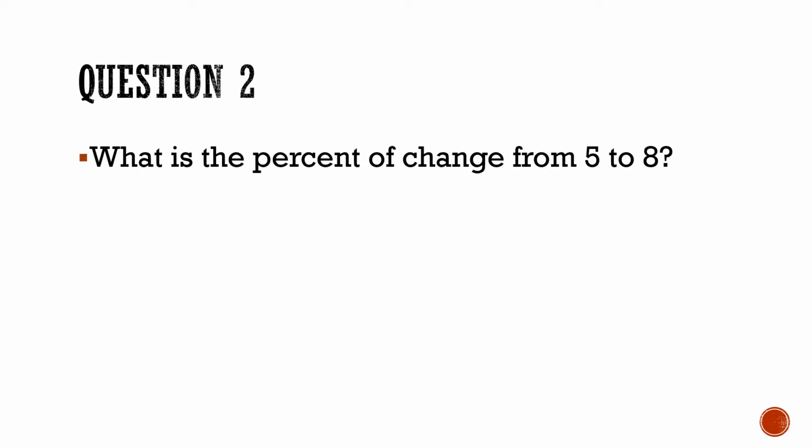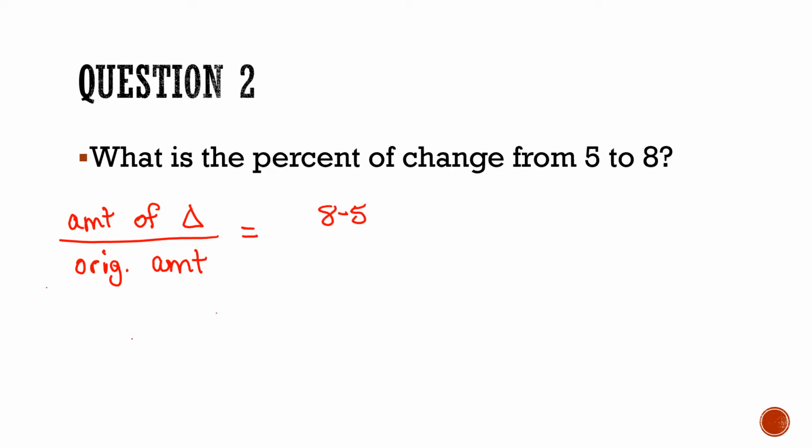Okay, question 2, what is the percent of change from 5 to 8? Okay, so again, we're doing the amount of change over the original amount. Okay, so the amount of change means we just subtract those two numbers. So 8 minus 5 is 3. Over the original amount, what was it first? Well, it was first 5. 5 to 8, is that an increase or a decrease? Okay, that is an increase, so it's going to stay positive.